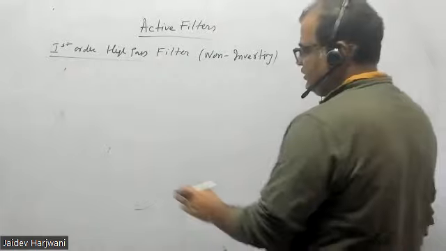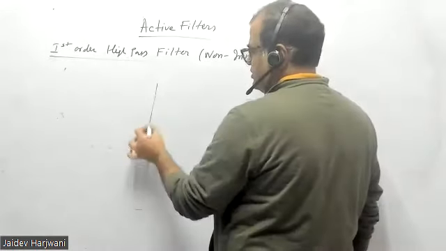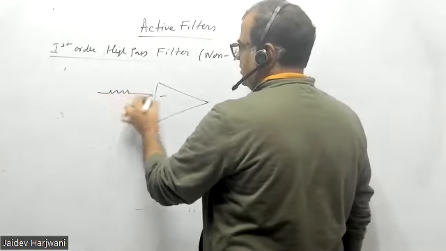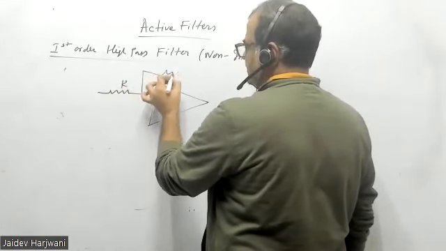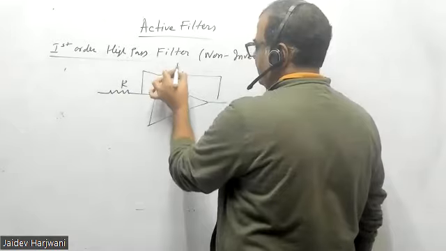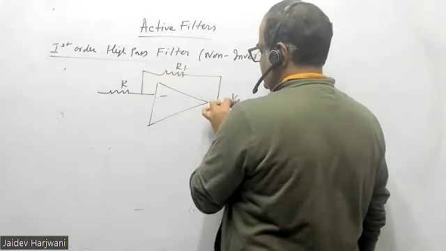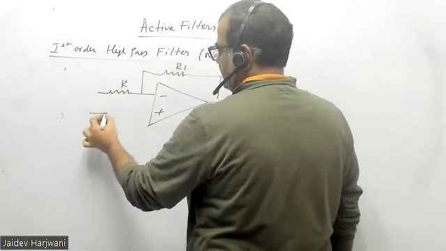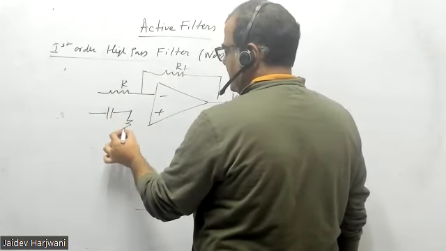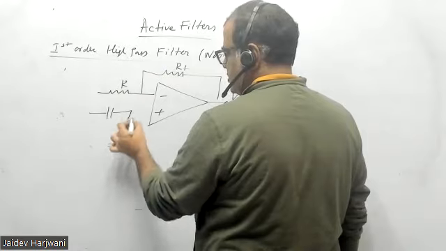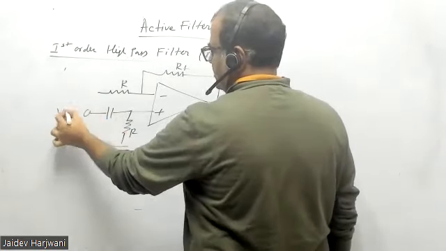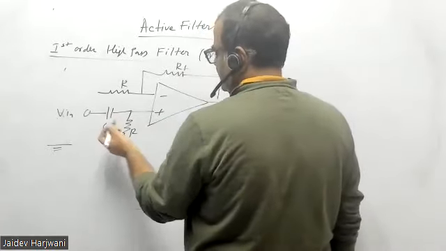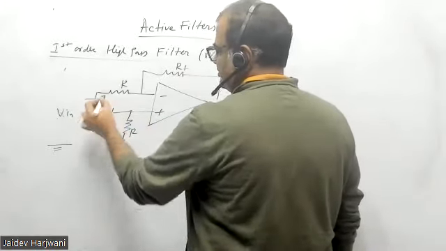Now, high pass filter in non-inverting configuration. You put minus here, you put R here, you put RF here, V naught, you put plus here. Now this time I put C here, I put the R down. And I'm putting V input here with respect to ground. This is C. Again, the same calculation you have to do.